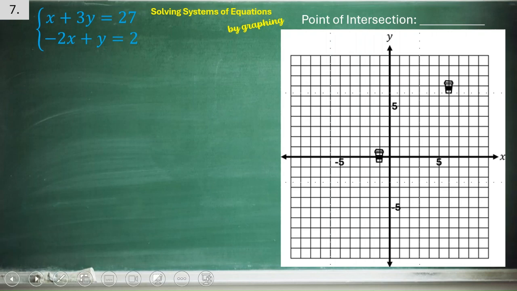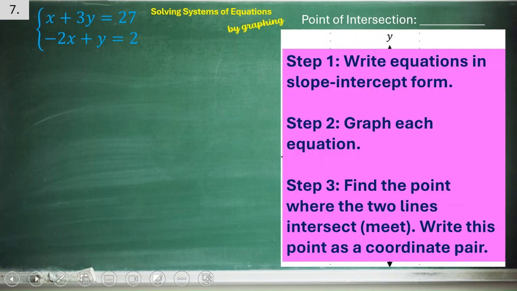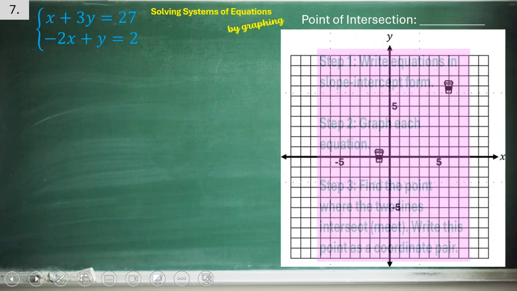So first things first, these are our steps. We are going to write equations in slope-intercept form because that is the easiest way to graph. Then we're going to graph each equation, and then finally, we are going to find the point at which the two lines meet or intersect, and then we're going to write this point as a coordinate pair, and we call this the point of intersection. So let's go ahead and get started solving these equations.